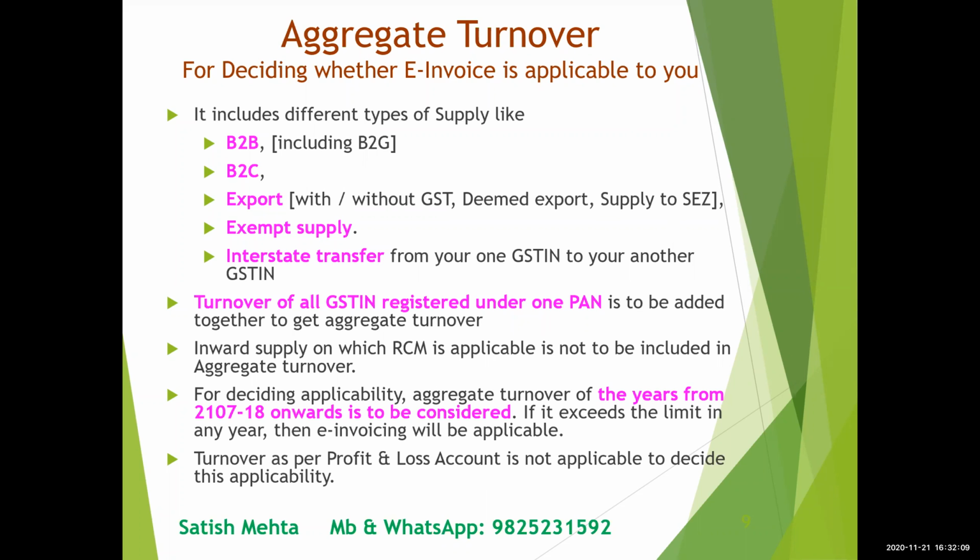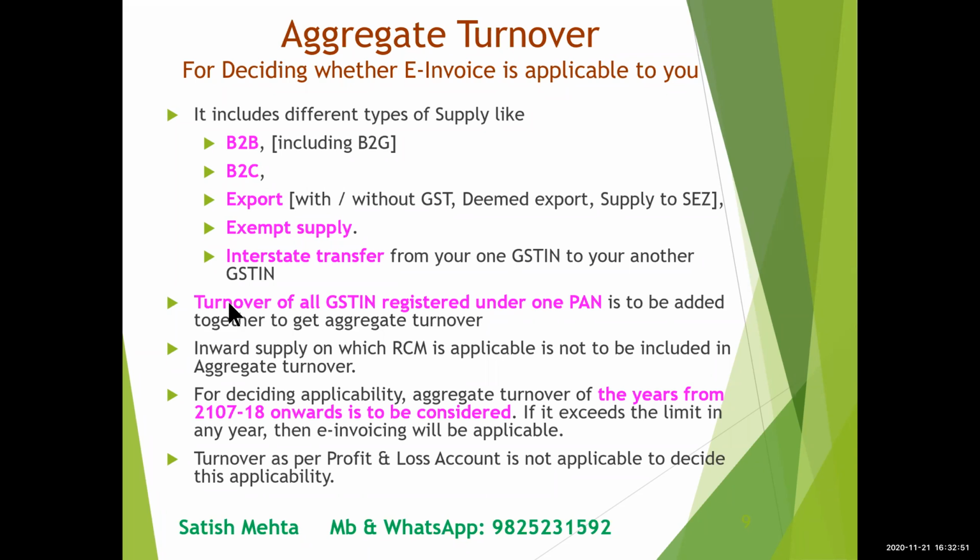So to calculate aggregate turnover, you have to include B2B turnover where the customer has got a GSTIN number. You also have to add B2C where the customer does not have a GSTIN number, mainly retail sale. Then you have to add export. You have to add exempt supply also. If you are selling some exempt goods, that is also to be added for the purpose of working out aggregate turnover. You also have to add interstate transfer from your one GSTIN in one state to a GSTIN in another state.